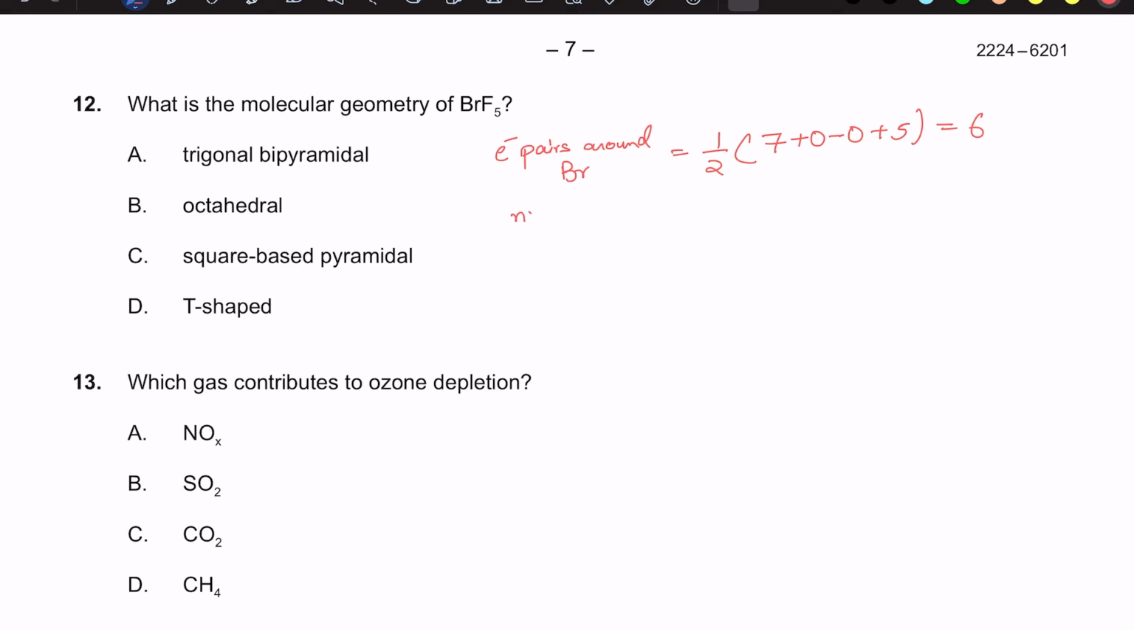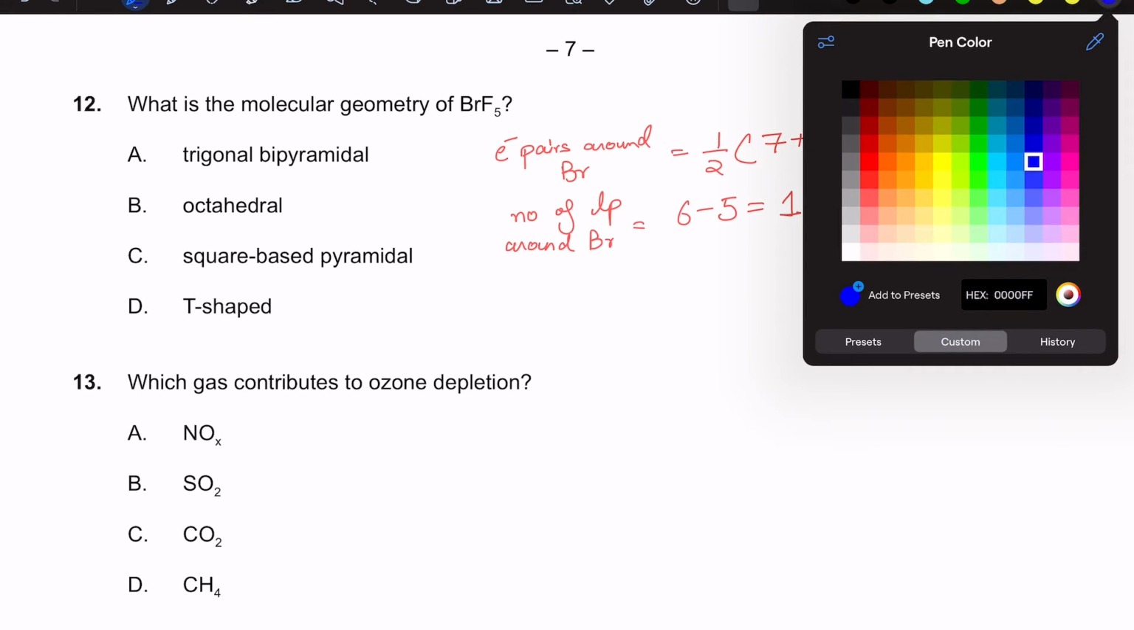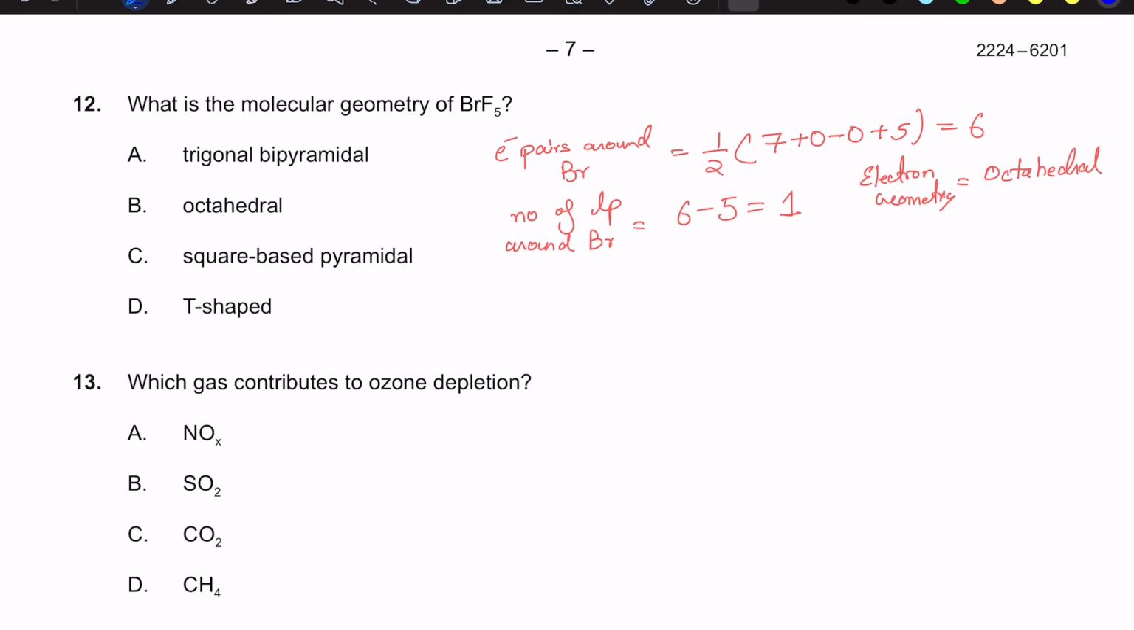Okay. So the number of lone pairs around Br will be the number of electron pairs around Br minus the number of atoms surrounding Br. So this will be 1. So if you have 6 electron pairs, your electron geometry would be octahedral. And as your electron geometry is octahedral, you have to draw it out and replace one of the groups on the axial plane with electrons. So this is how it will look.